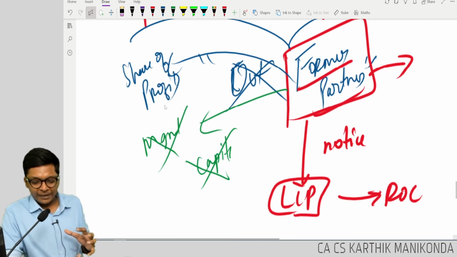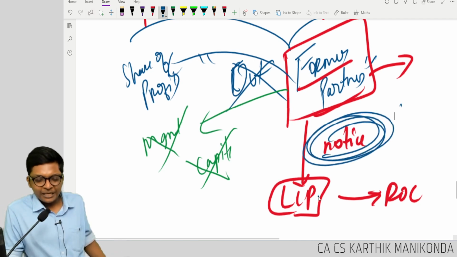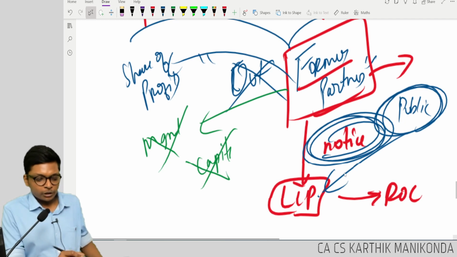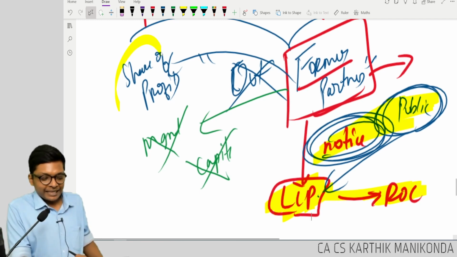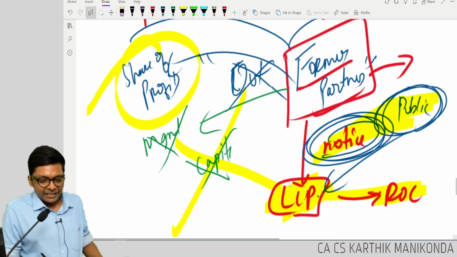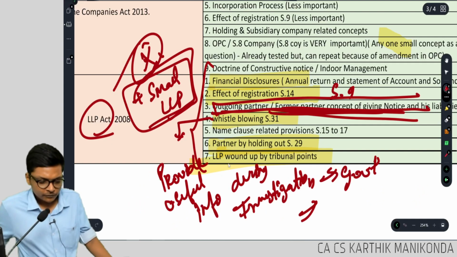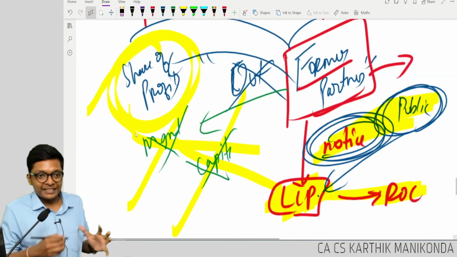So that concept is important. Please go to that. Former partner, once he's leaving, he has to give a notice. What notice? Public notice or LLP notice? He has to give a public notice along with notice to LLP. That notice is forwarded to ROC. Until that time, he gets a share of profits, but he can't participate in capital or management. Following, guys? Yeah, share of profits only, his share of property.